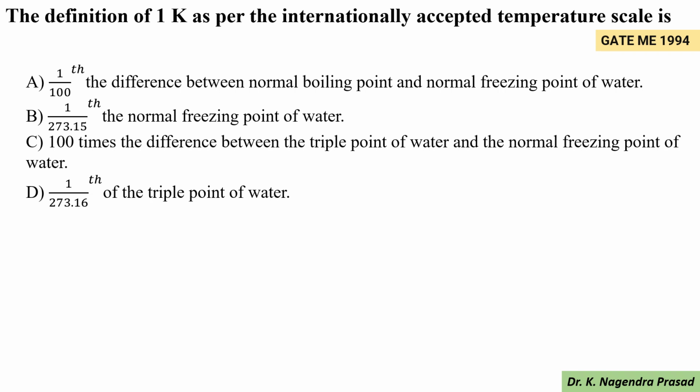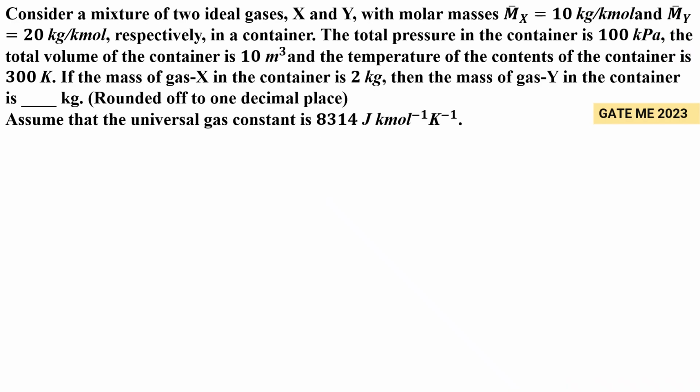Option D is 1 by 273.16 of the triple point of water. So we know that the definition of 1 Kelvin is 1 by 273.16 of the triple point of water. So option D is correct. Let's see the next question.